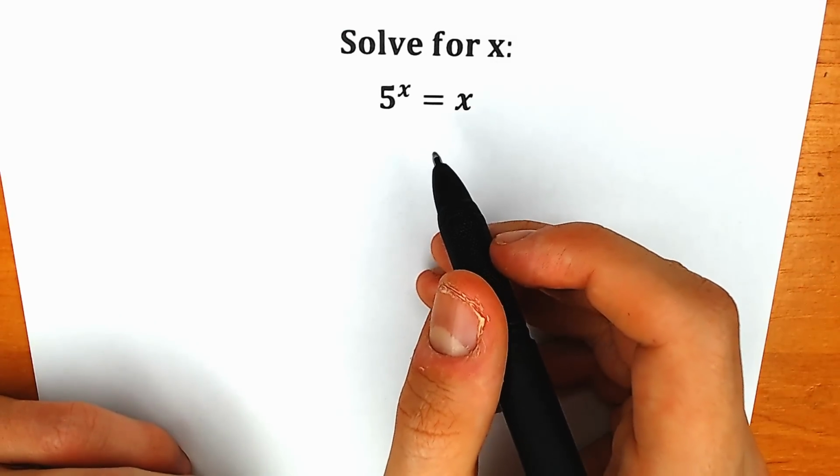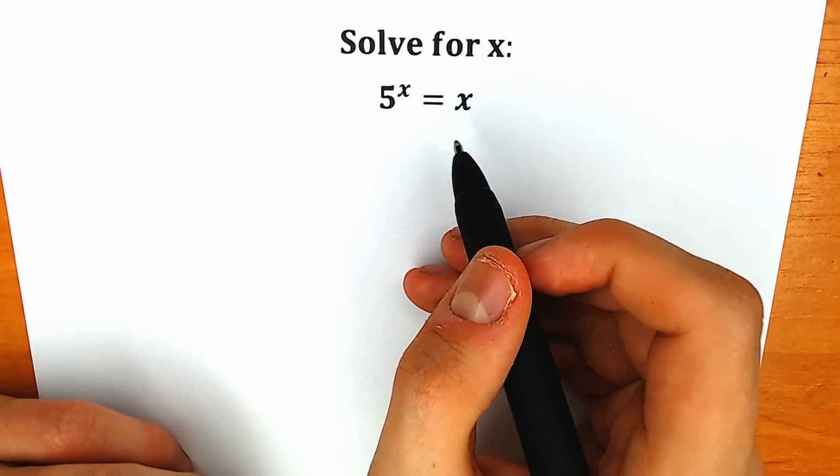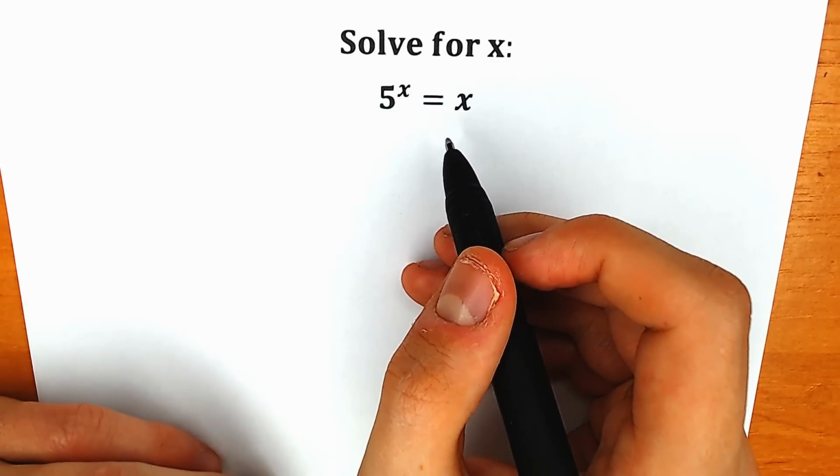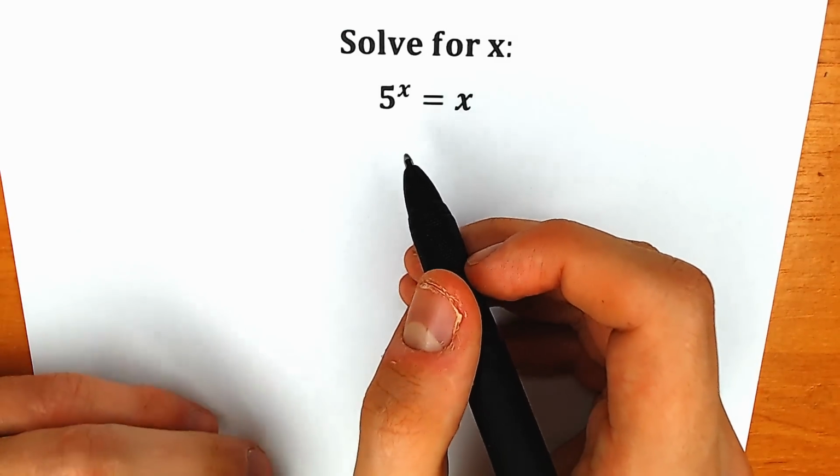Hi, I'm Mathematics. Today we have a very interesting exponential equation: 5 to the x equals x, and we need to find our x. If you have your solution, your answer, you can also write your solution down in the comment section, and then we will check your answer, so it will be really interesting.